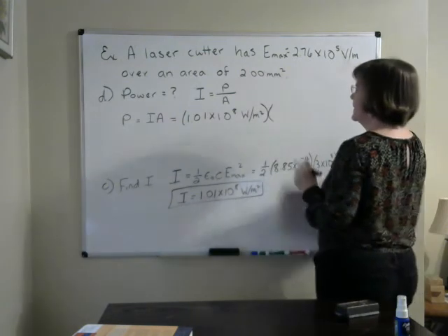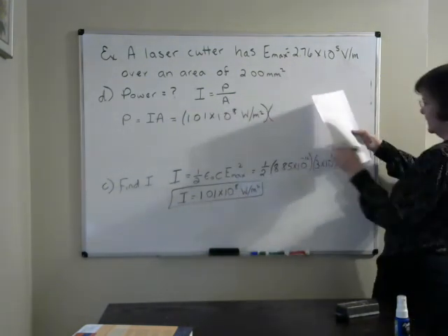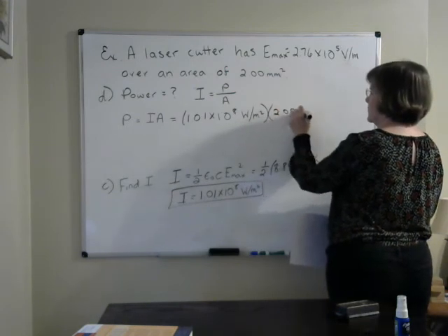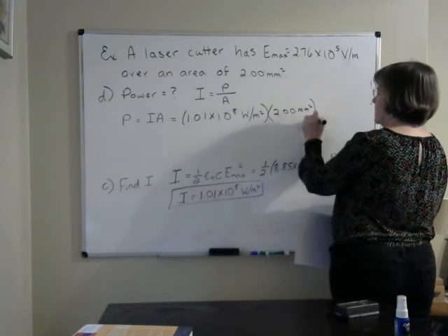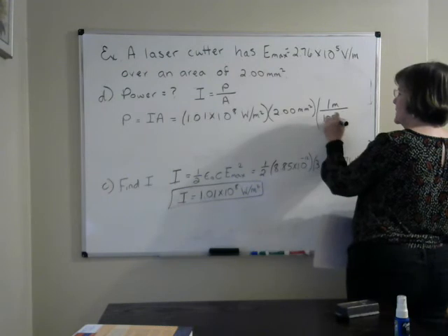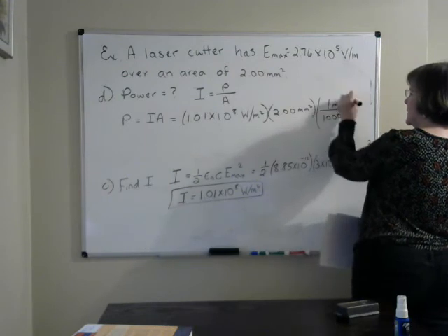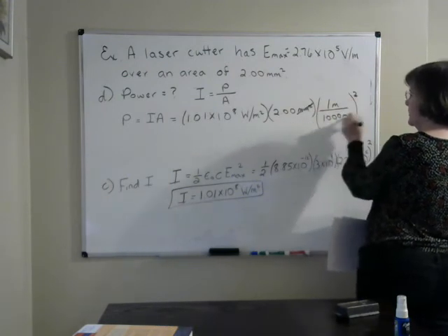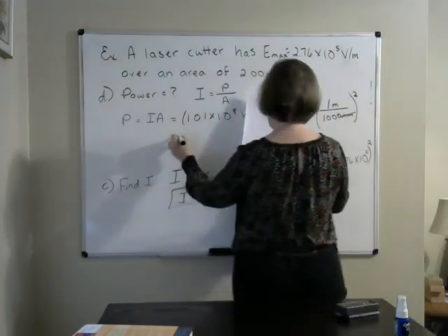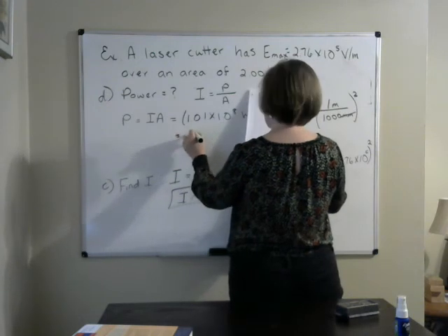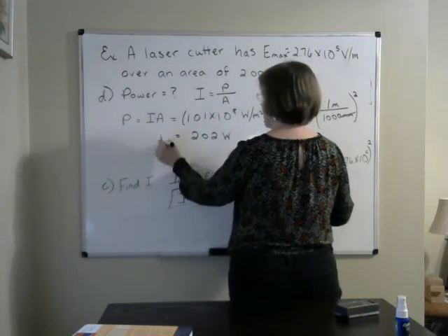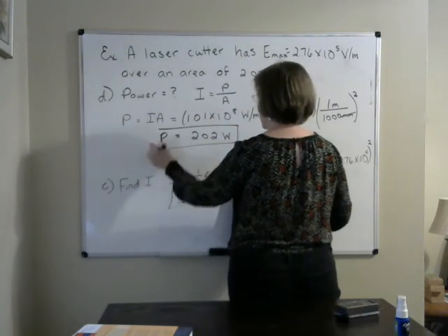And the area, it's given in millimeters. I'm going to have to fix that millimeter. It's 2.00 square millimeters. But I'm going to have to do 1 meter is 1,000 millimeters, and I'm going to have to square that to change that to square meters instead. That gives me a power of 202 watts. Okay.